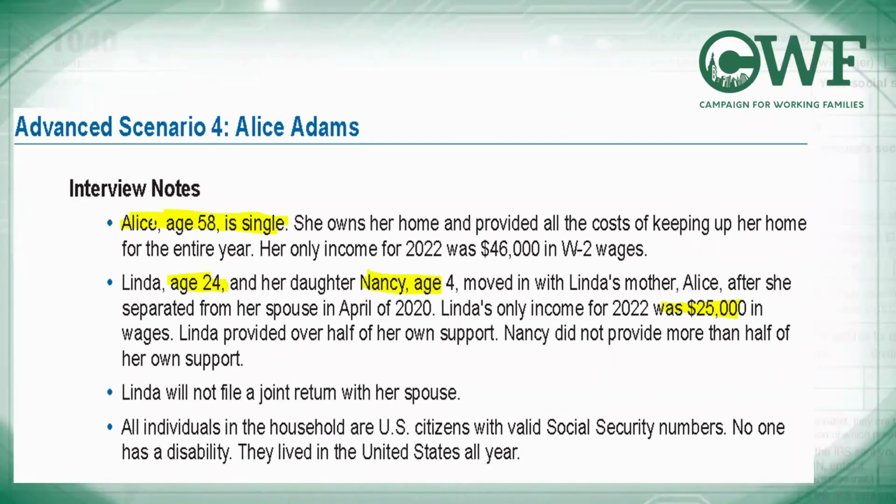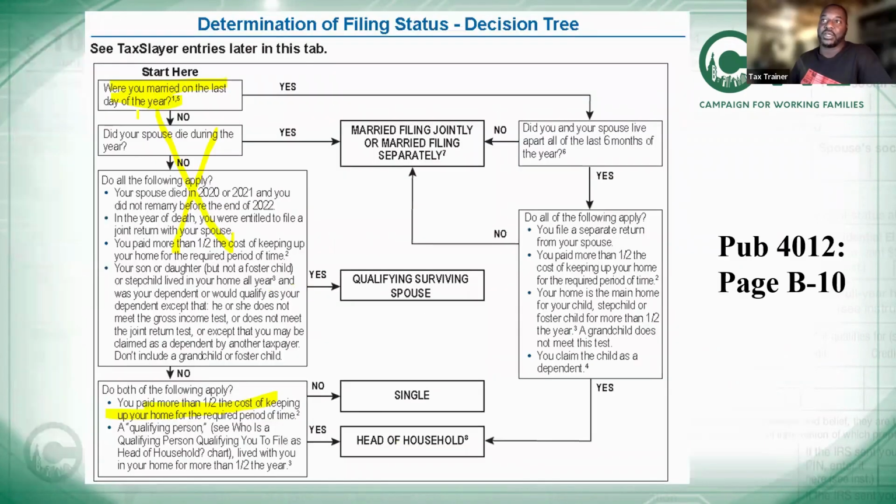You're talking about Linda? We're talking about the mom. Okay. So Alice is 58 and single. She's not married, so I don't have to worry about any of this in here.